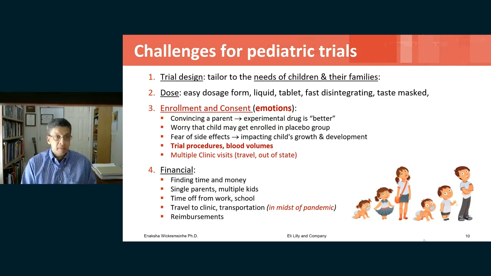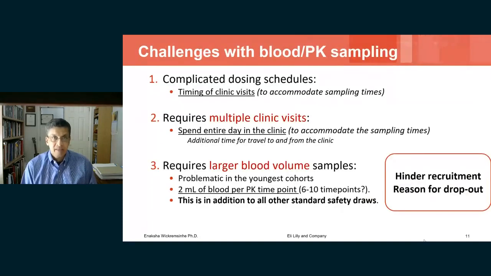And obviously there can be a lot of financial implications too: finding time and money, single parents, finding daycare for the other kids, time off from school, work, finding transportation, reimbursements, etc., right? So the take home is that this is not an easy thing, right? Running pediatric clinical trials is a challenging task.